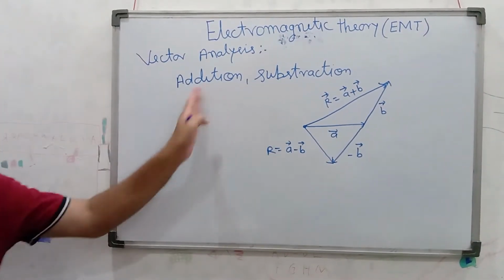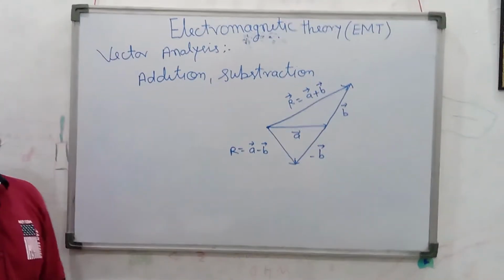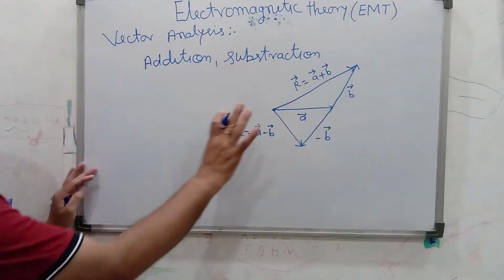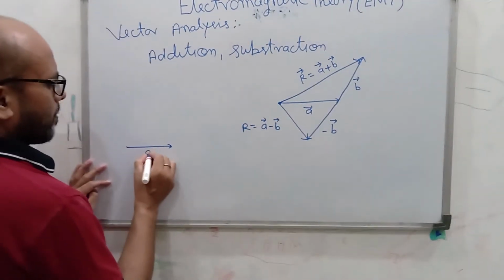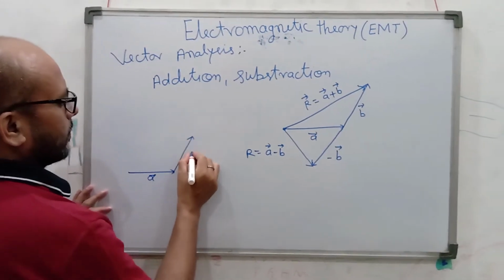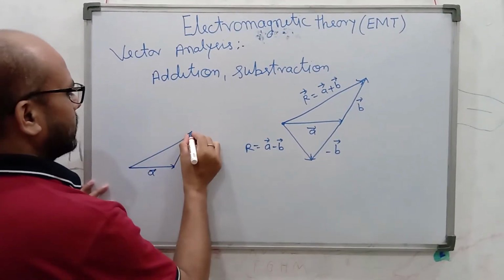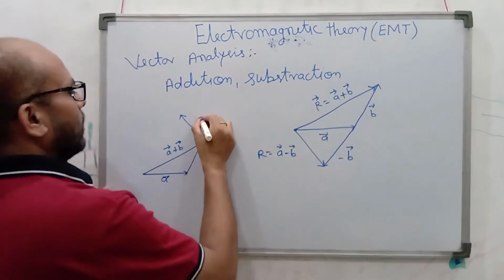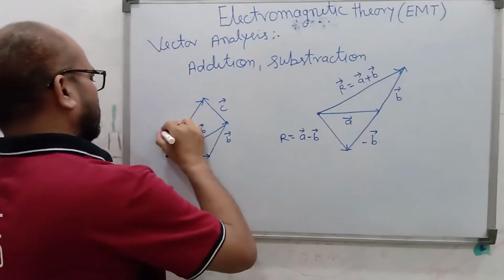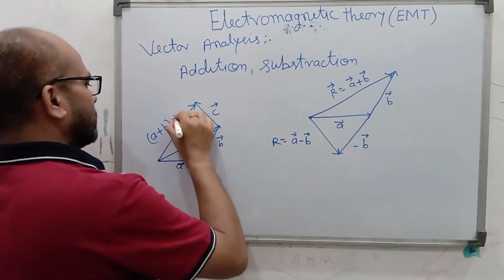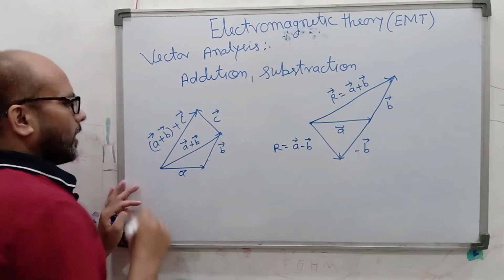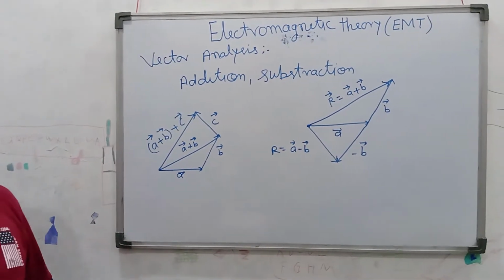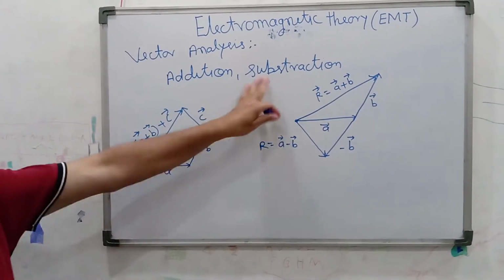So addition and subtraction are very simple. Suppose you can add more than two vectors, the method is similar: vector A, vector B, the resultant vector is A plus B, again here vector C, this is A plus B plus C. So you can add two or three vectors, that is the simple recipe. In the same way, subtraction.